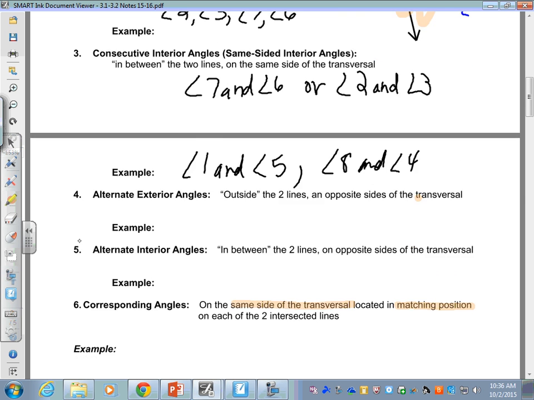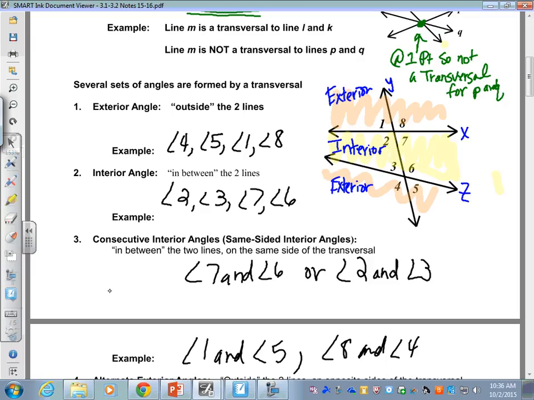So if I look at 1 and 3, 1 and 3 would be corresponding because they're both on the left side and they're both above the line. Does that make sense? They're formed with the transversal and line X, above their specific line. So 2 and 4 would be corresponding, 8 and 6, and then 7 and 5. Corresponding are the ones you have the most of. Same side of the transversal, matching positions.